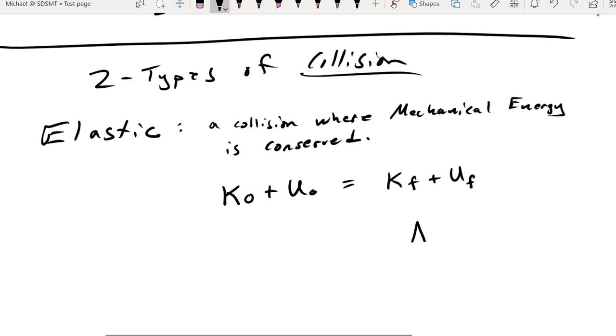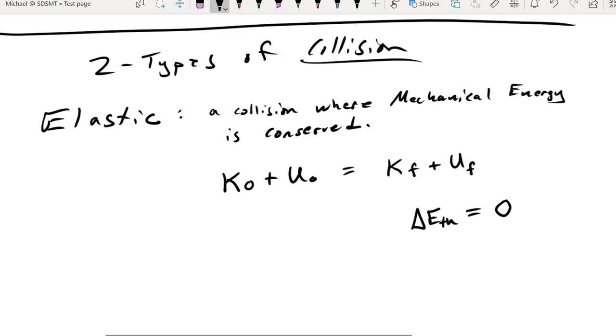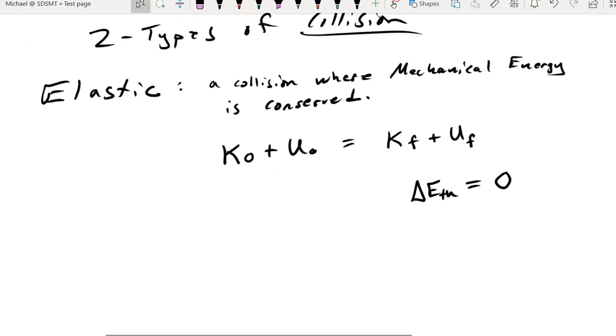In other words, there is no change in thermal energy for the system during this collision. And quite frankly, this is not a realistic case scenario. Any kind of collision that you have out in the real world is going to have some amount of energy lost due to heat generation.